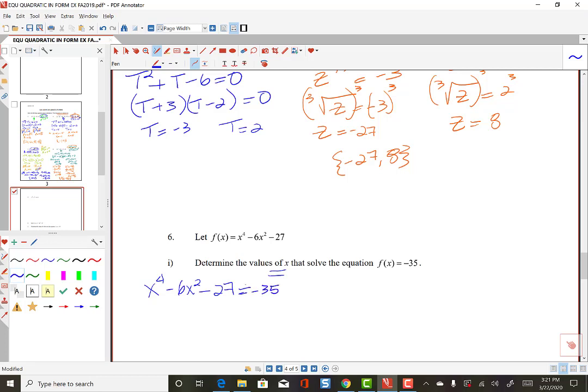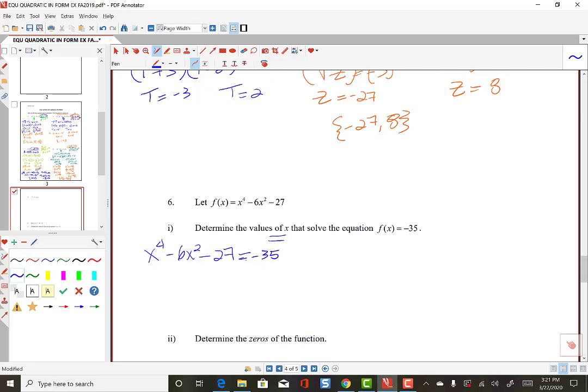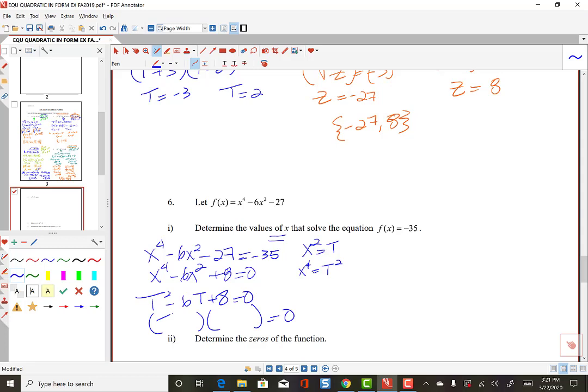Now, before we start doing any substitutions here, let's get everything on one side so it looks more like a quadratic equation. So I would have x to the 4th minus 6x squared. If I add 35 to both sides, it looks like I end up with 8. Now, again, what if I let x squared equal capital T, so that x to the 4th power is equivalent to t squared. So I have t squared minus 6t plus 8 is 0. This looks pretty easy to factor here. So I would have t minus 2, t minus 4.